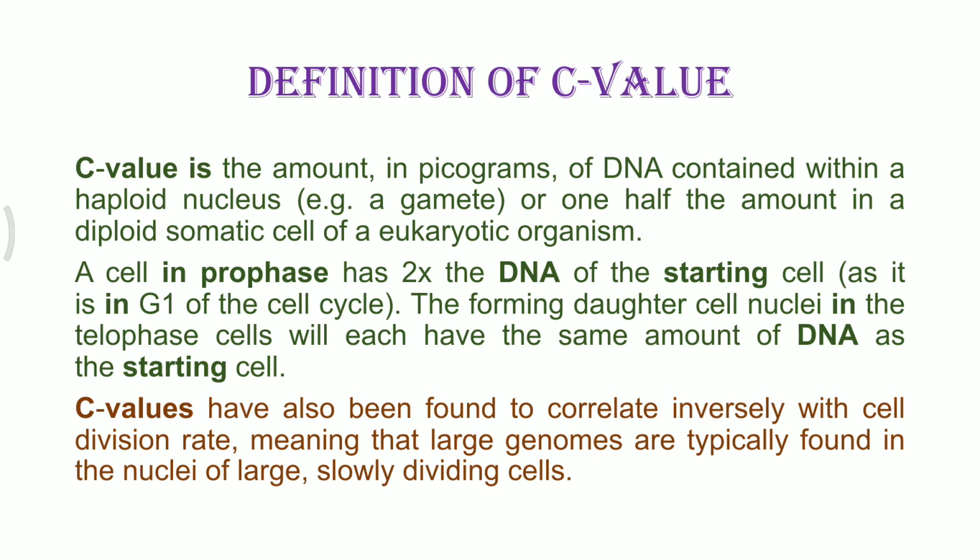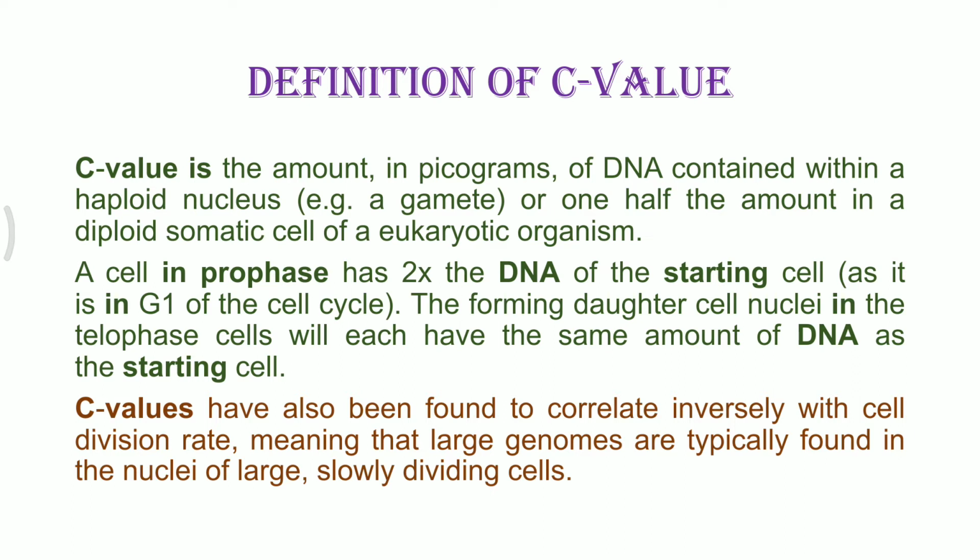So a cell in prophase has 2x, that is 2n amount of DNA as a starting material. But the forming daughter cell nuclei in the telophase will each have the same amount of DNA as the starting cell, that is 2n, isn't it? And here this 2n means the chromosome number. When we talk about chromosome number, we do not denote it on the basis of haploid number or diploid number. We denote it on the basis of n or 2n. So n is present only in the sperm cell or ova or any reproductive cell, whereas 2n is present in any kind of diploid cell.